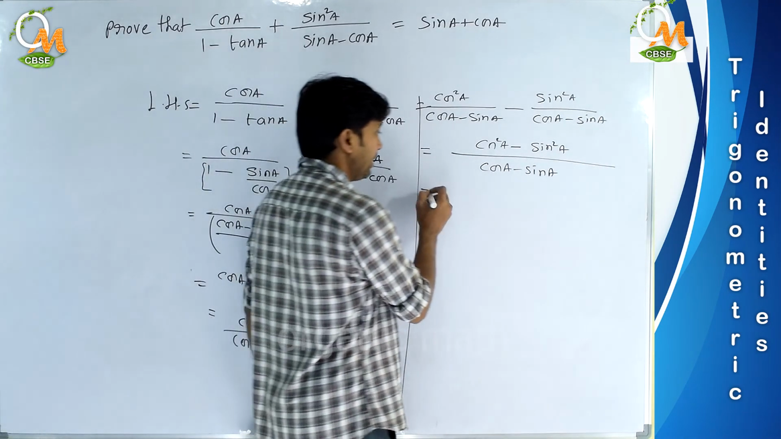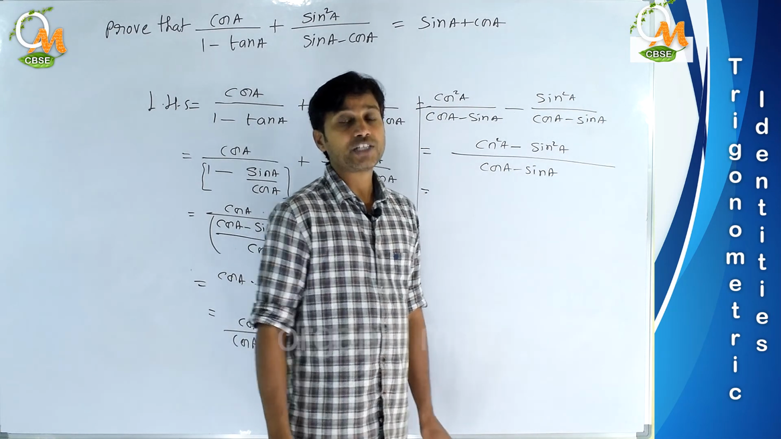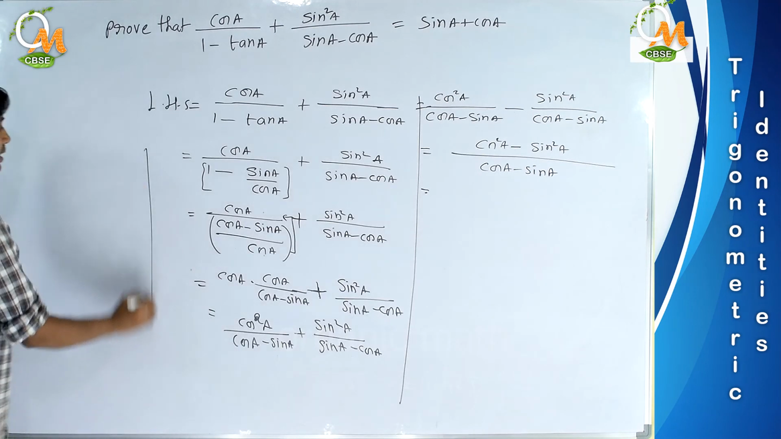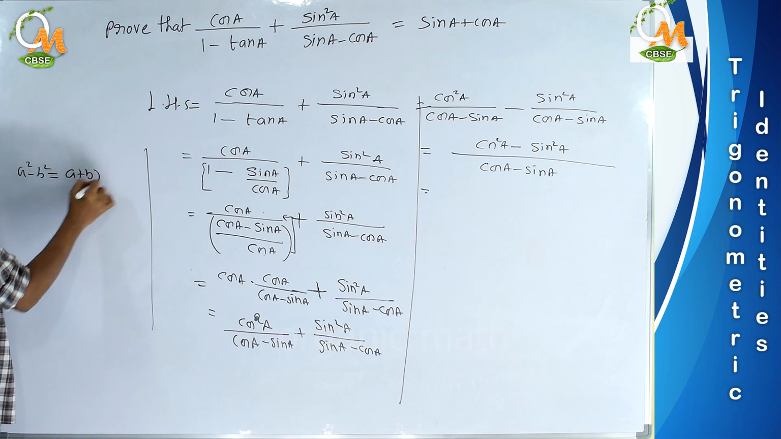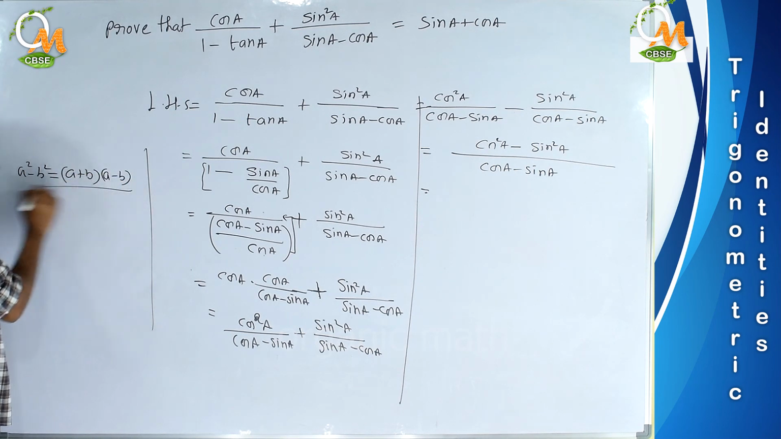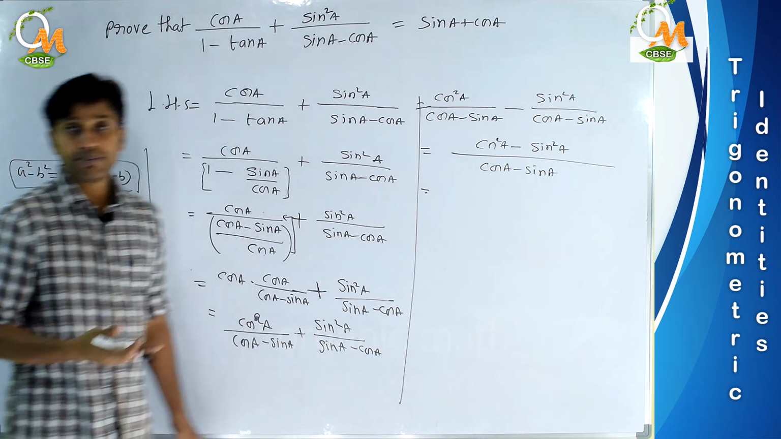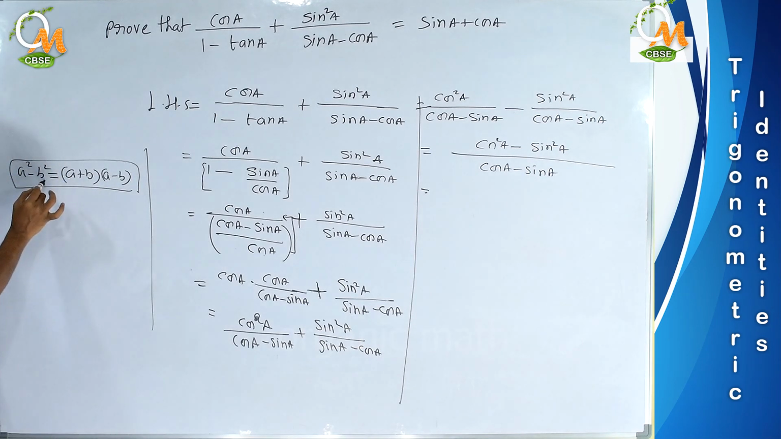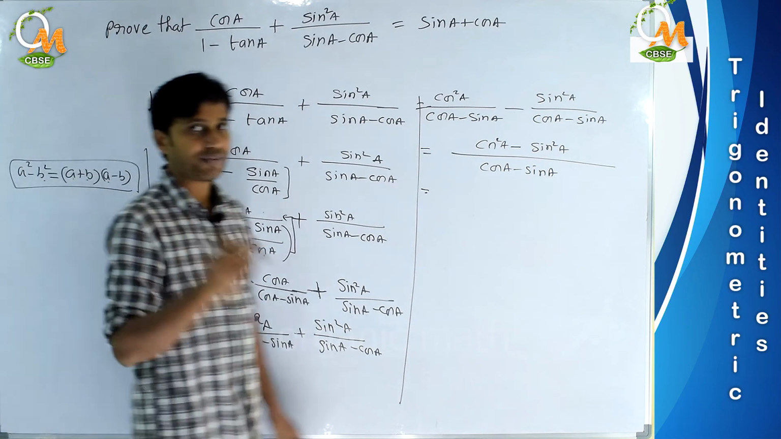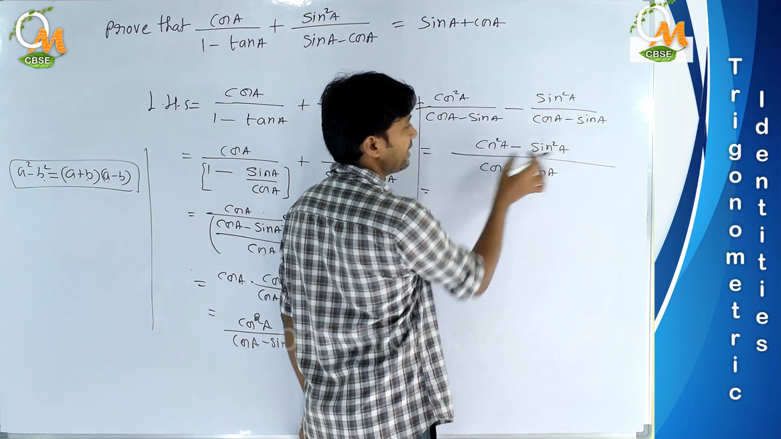Now do one thing here. This is in which form? This is in the form of A square minus B square from algebra. Let me write here. So A square minus B square can be split into what? A plus B into A minus B. This is a standard algebraic identity, a standard formula you can consider. So A square minus B square can be split into two linear factors, A plus B into A minus B. Anyways, here A is cos A and B is sin A.